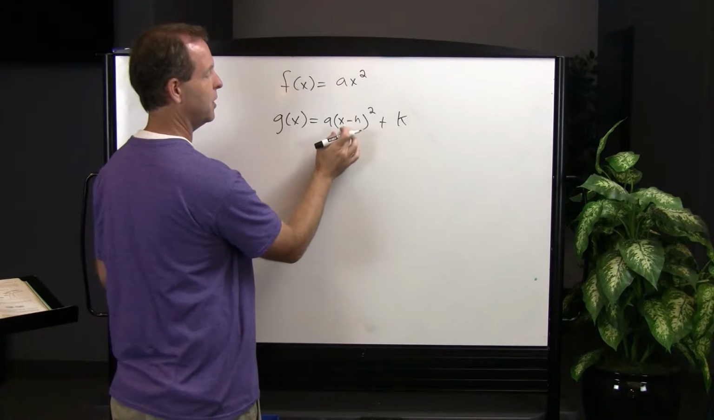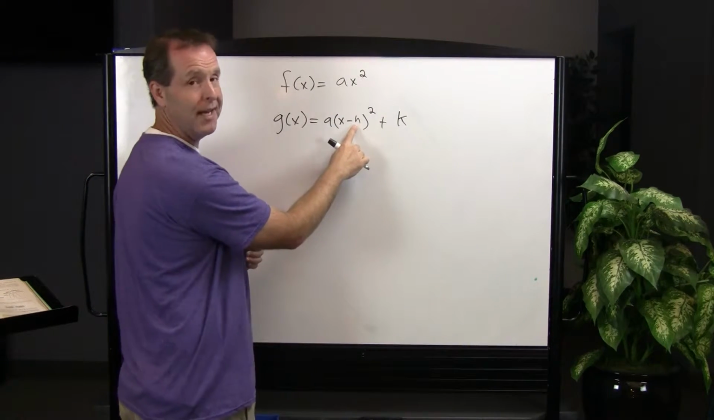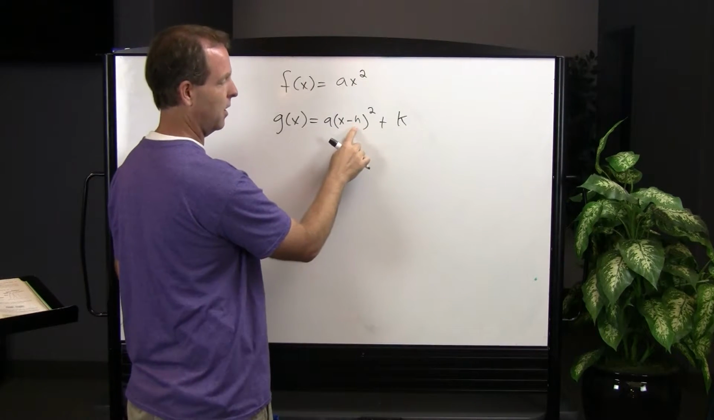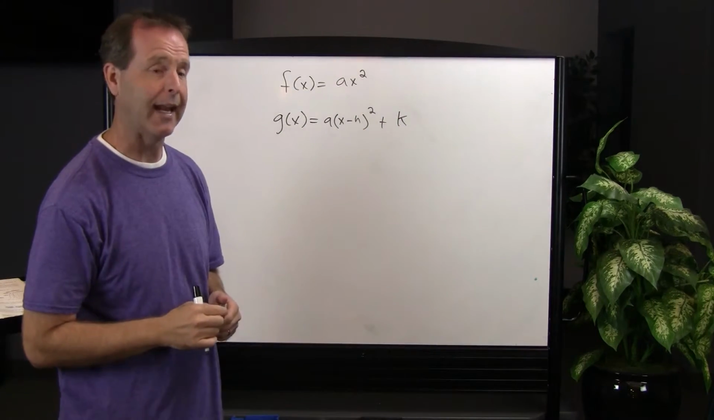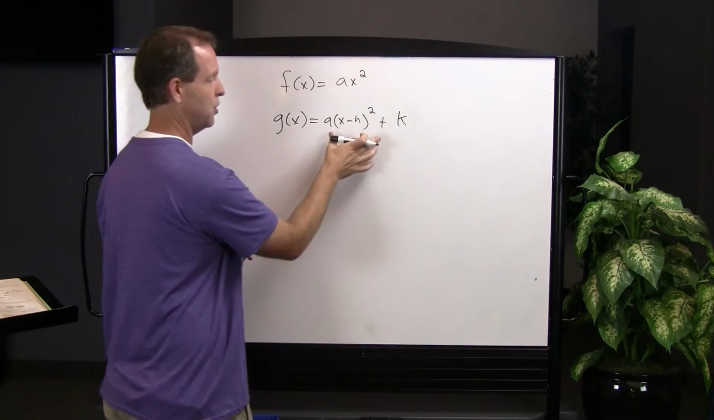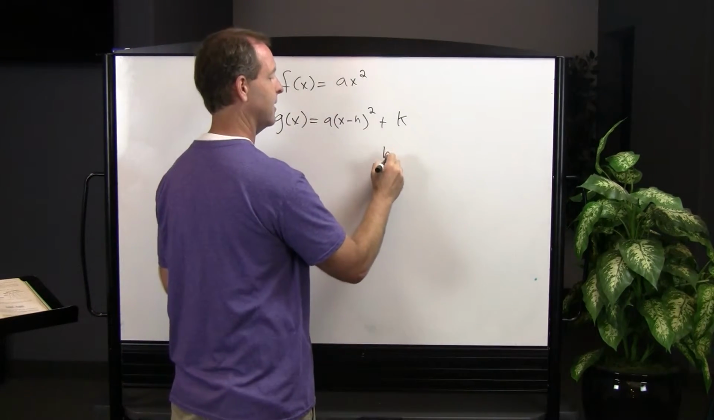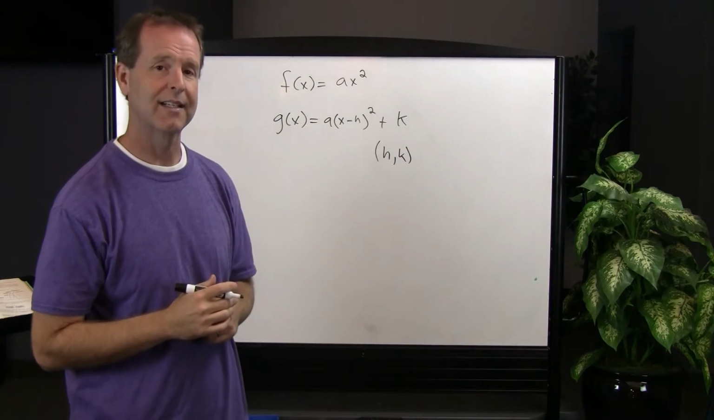So my original function, x squared, the parabola, is shifted left or right depending on the h, and also shifted vertically depending on the constant at the end, k. And a couple of things we can also take note of here is that this is true if a does not equal 0.